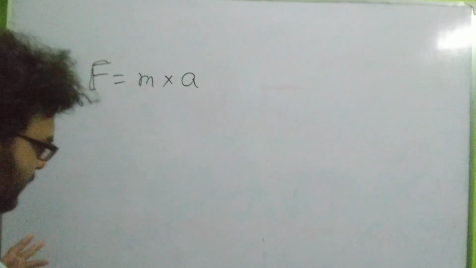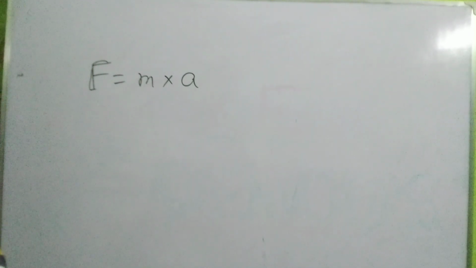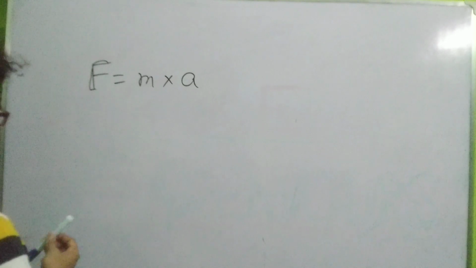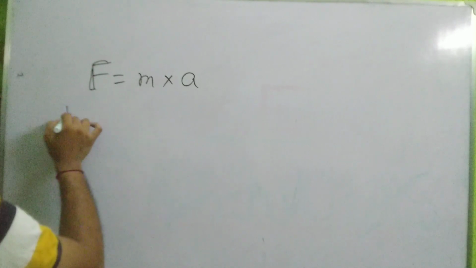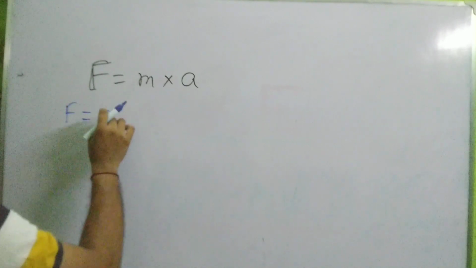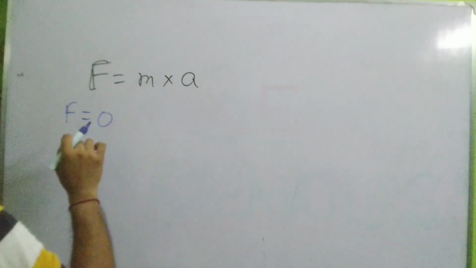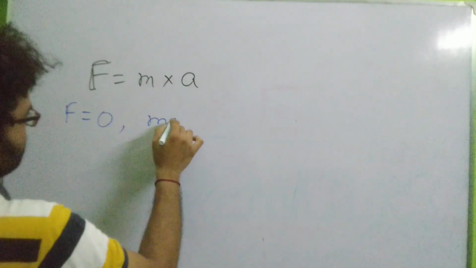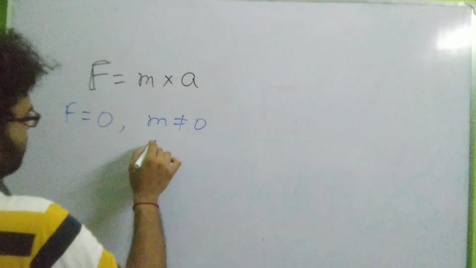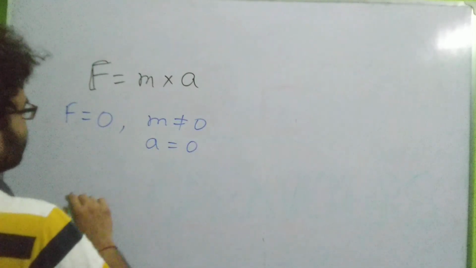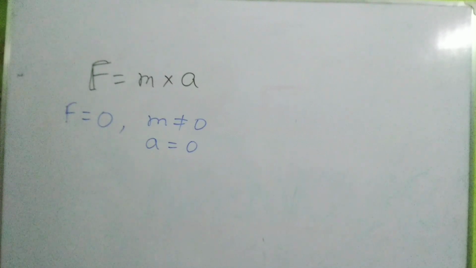Using this particular case of Newton's second law, if we say that the force applied on a body is zero, then definitely the mass of the body cannot be zero, so the acceleration will have to be zero, isn't it? So what does this indicate? If you are not applying any kind of external force on a body, there is no acceleration in the body.